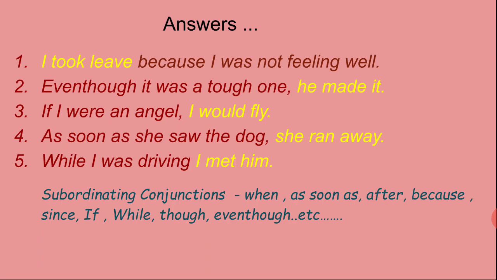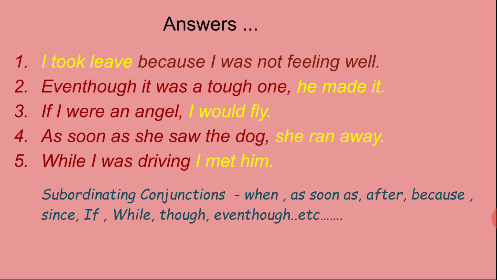I took leave. That gives the complete sense. So that is the independent clause, and the next part is the dependent clause. Even though it was a tough one, he made it. The second part is the independent clause and the first part is the dependent clause. If I were an angel, I would fly. The second part is the independent clause and the first part is the dependent clause. As soon as she saw the dog, she ran away. The second part is the independent clause and the first part is the dependent clause.